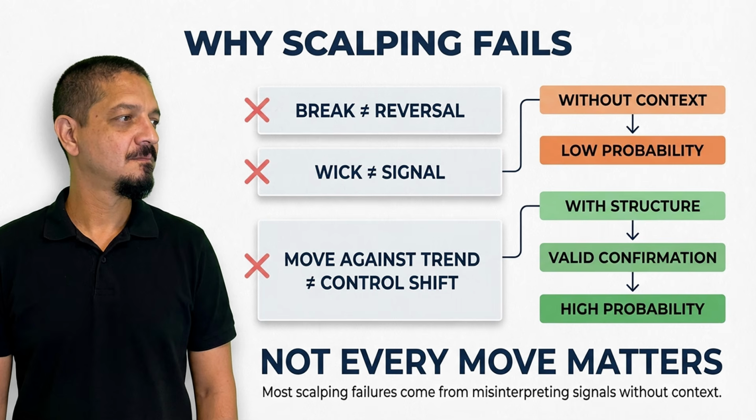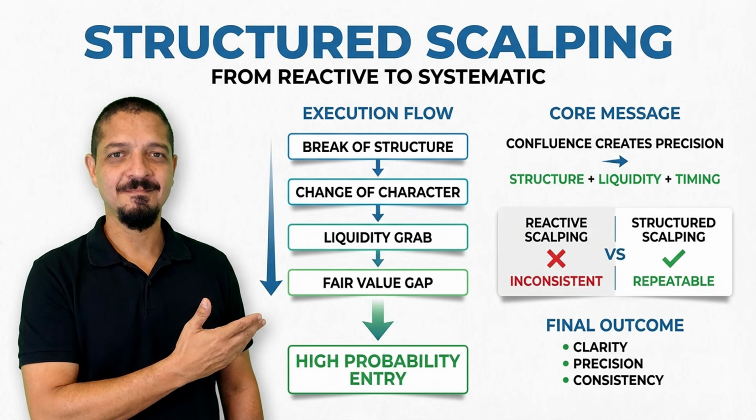When this framework is applied correctly, it becomes clear why many scalping strategies fail. Not every break is a reversal, not every wick matters, and not every move against the trend signals a shift in control. With this clarity, scalping becomes structured instead of reactive. In the next section, we will apply these concepts directly to execution.